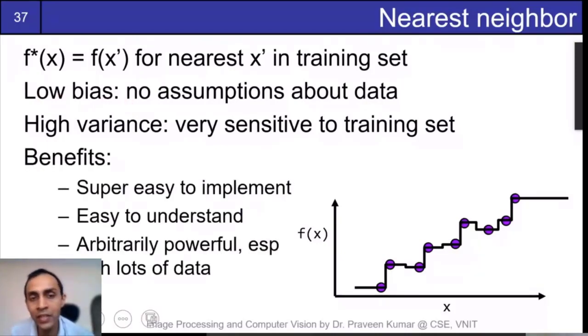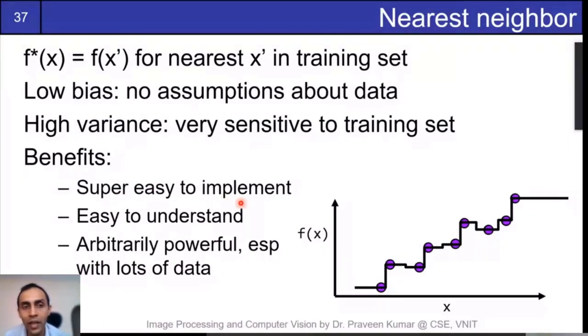Benefits: again, it is very easy to implement. You don't have to do any learning or find any parameters, and it's very easy to understand. At test time, you just find the nearest point to that feature vector and predict its value. What is interesting is that it can sometimes be very powerful, especially if you have lots of training data. If you have lots of training data, invariably you will end up finding a point which is very close, and most probably the predicted value may actually match the actual value.